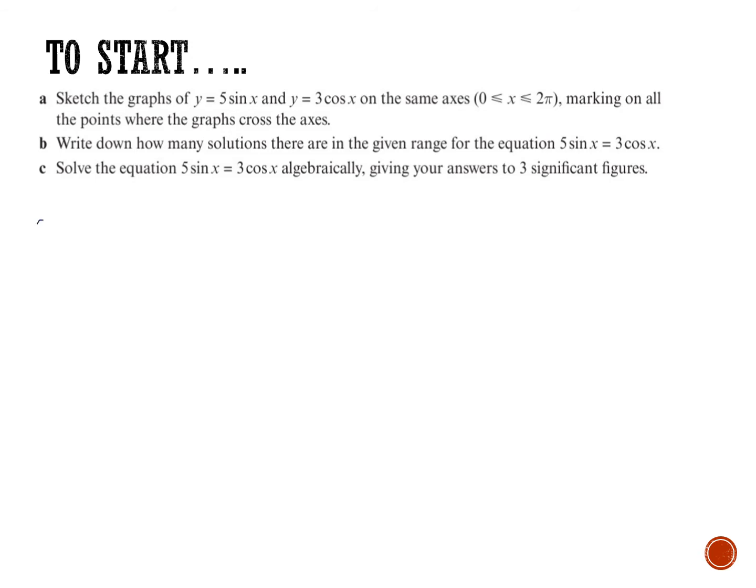First part, so just make sure you've got it written down, pause it if you need to. The first part says sketch the graphs of y equals 5 sine x and y equals cos 3x on the same axes. So we're looking at radians between 0 and 2 pi, marking on the points where the graphs cross the axes. Okay, so if this was an exam question, have a look at how many marks it's worth and just make sure you do a decent graph. Only draw the graph for the range of values that they've asked you for. So we're looking at going between 0 and 2 pi. Okay, so that's y and that's x.